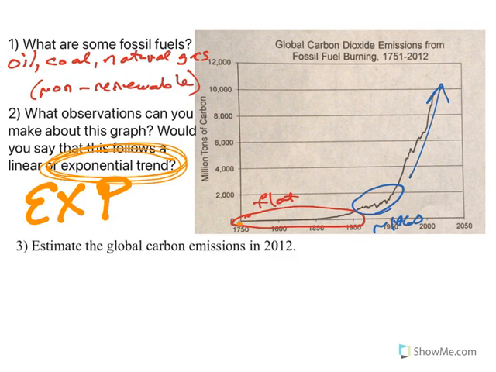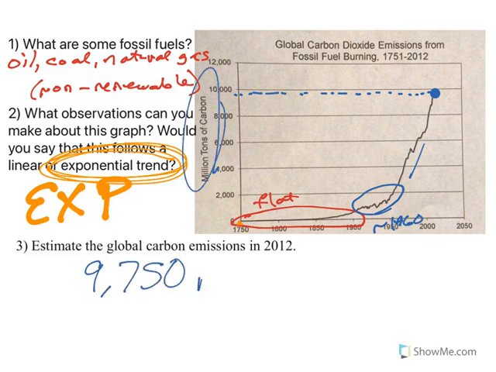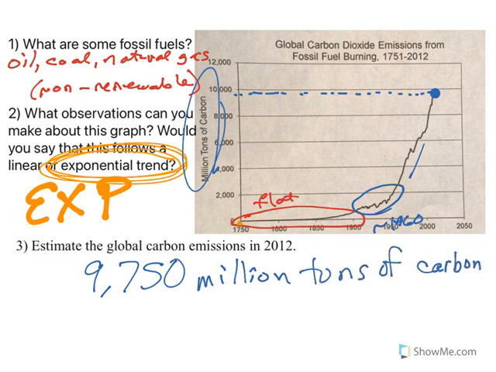Okay, and to finish up here, estimate the global carbon emissions in 2012. Well, this graph ends in 2012, as we know. So that means it's this spot here at the end. So if I take this and I go back over here, it's just under the 10,000. So we're going to call this, I don't know, 9,750 million tons of carbon. That's a lot. Million tons, that's a lot. It's a lot of carbon.